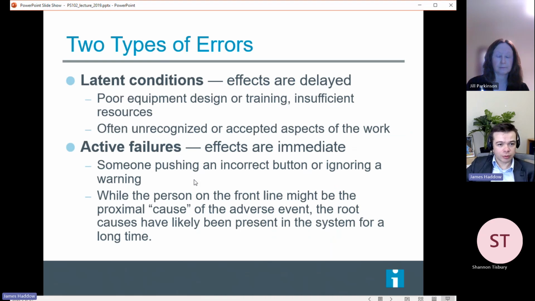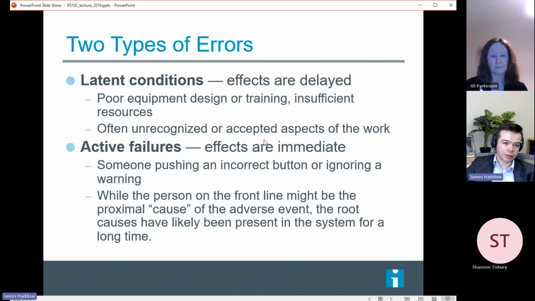And there are two types of errors, really. One is latent conditions, and these are things that are inherent in the system or the environment, or the treatment that is provided. They're often in the background. We often accept them. We often say this is just the way it is. And it's only when a new piece of equipment or a new system comes in that you suddenly realize, well, we could have done things differently. So those are latent conditions, the underlying unsafe environment, so to speak.